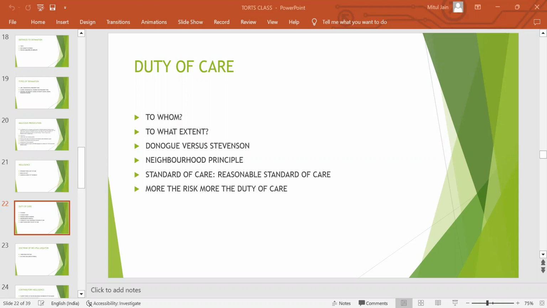Now, what would happen in the case where you got yourself checked from a Jhola Chhap doctor, basically a doctor without a degree, and then you suffer some injury? Then what would happen? The Jhola Chhap will not be guilty. Why? Because the standard of care is very low, and you yourself have taken that risk.